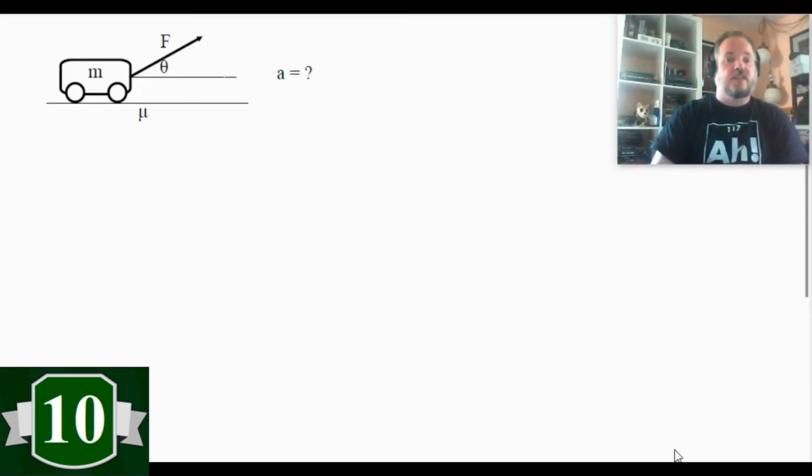Now let's revisit an older problem and make it more realistic. This is our cart being pulled at an angle, only now there is some friction. You ready? We're going to start, as I'm sure will shock you, with a free body diagram. So we're going to draw our force there at our angle theta there. We're going to say, all right, there is friction. I just told you that. And there's a little mu over here, right? Coefficient of friction. So there's a force of friction.